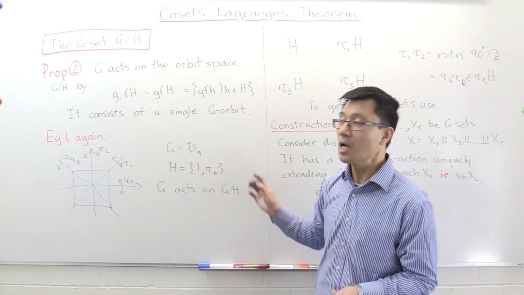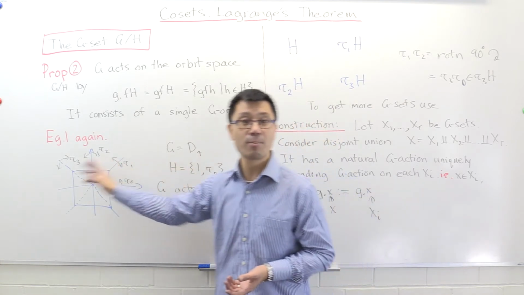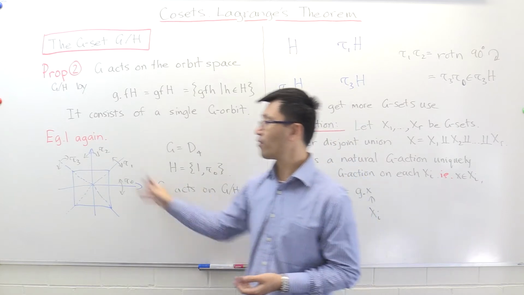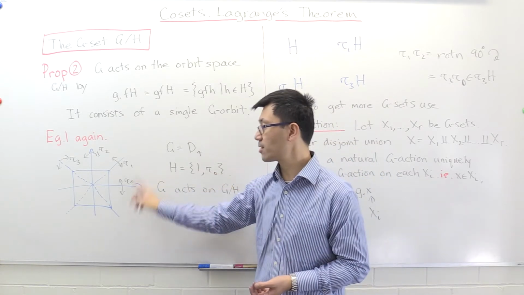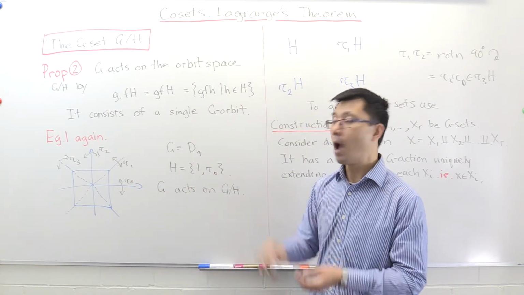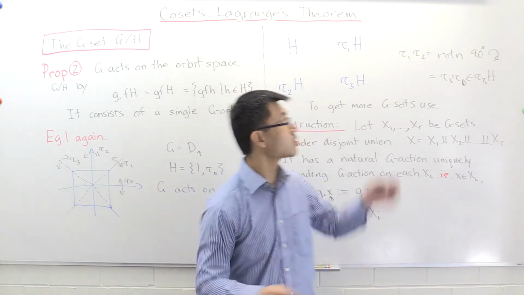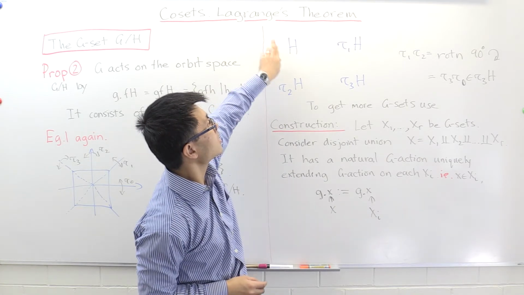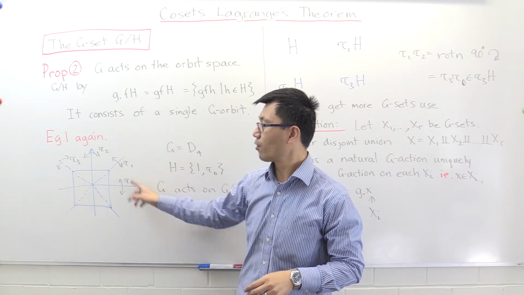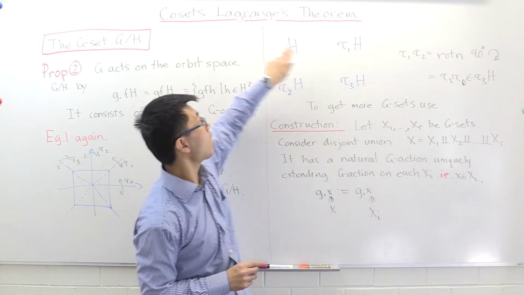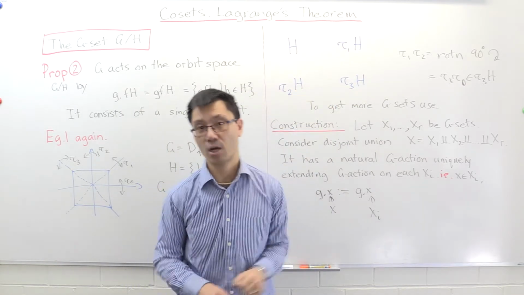Let's look back at the example we looked at before, example 1, where the group was the symmetries of this square. We have the 4 reflections here, and we looked at the subgroup generated by this reflection tau 0, so it just consists of 1 and tau 0, and we saw that there are 4 cosets. They're given by the cosets of each of the reflections. So there's the identity coset H, and then you have the other 3 cosets, tau 1 H, tau 2 H, and tau 3 H.